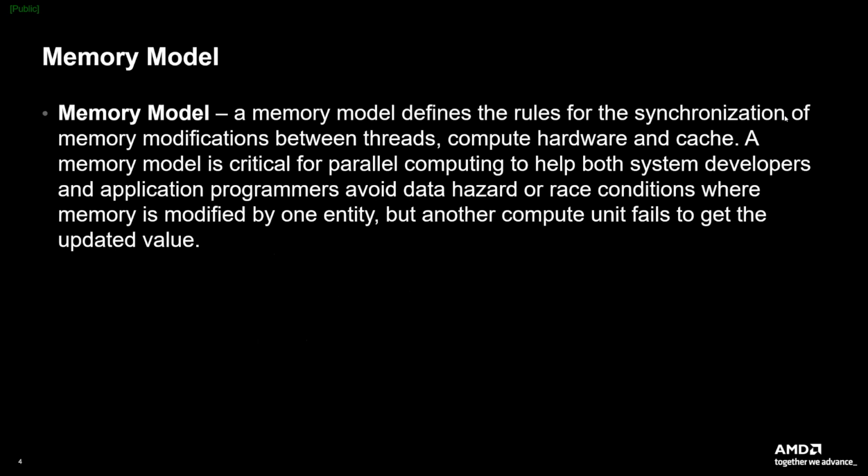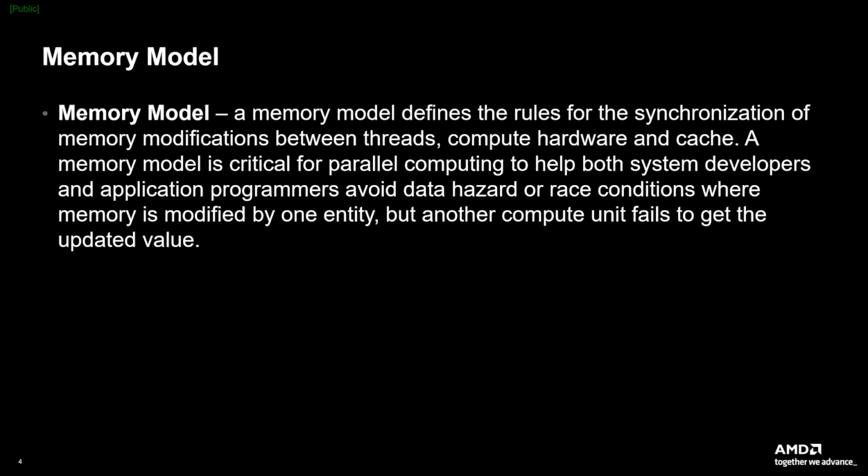So what do I mean by a memory model? With parallel computing, the memory model defines the rules for synchronization of memory and the changes of memory between threads or processors and cache. It's a critical thing for parallel programming, because if you do this incorrectly, you can have race conditions. You can be grabbing old data when it's been updated by somebody else.